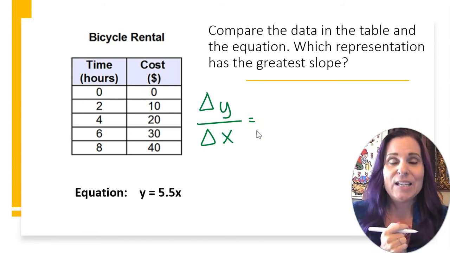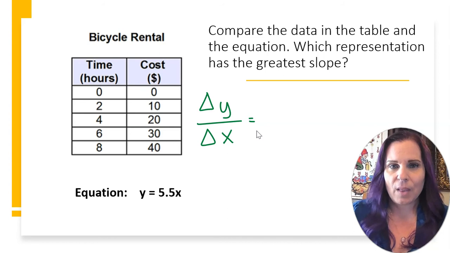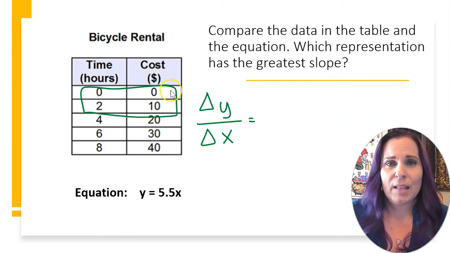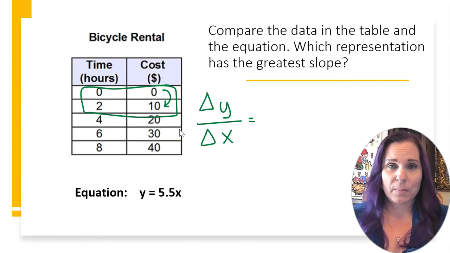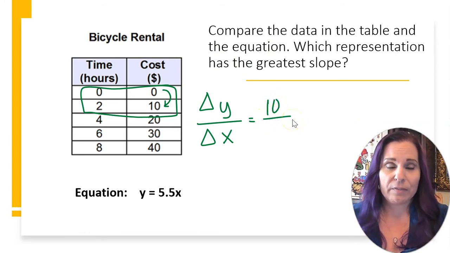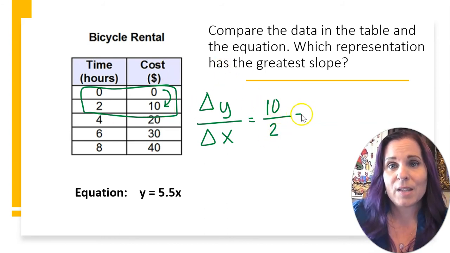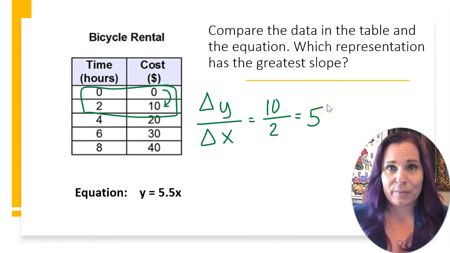We can pick any 2 points and look at the change in y over the change in x. So let me start off easy. Let's say I decide to use these 2 points. Let's look at the change in y first. The y value went from 0 to 10. So that's a change of 10. The x value went from 0 to 2. So that's a change of 2. 10 divided by 2 is 5. So my slope is 5.